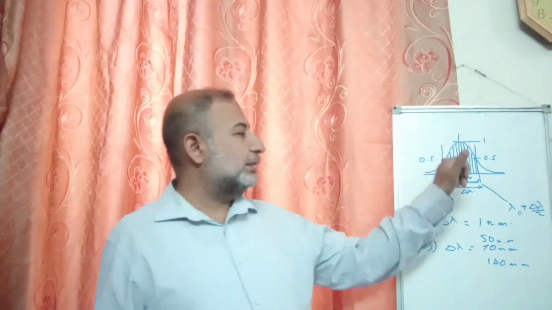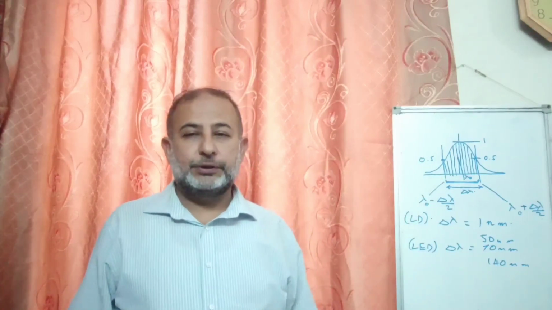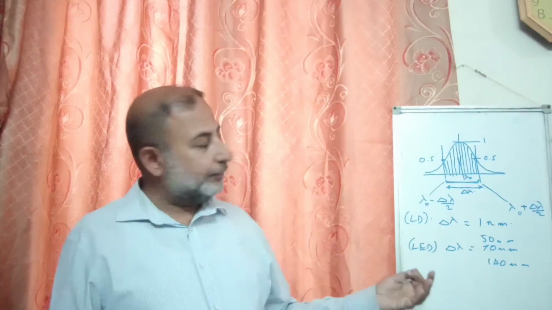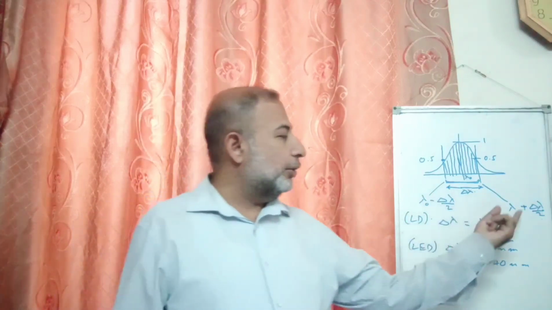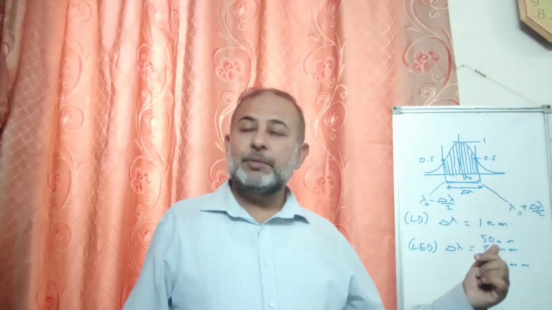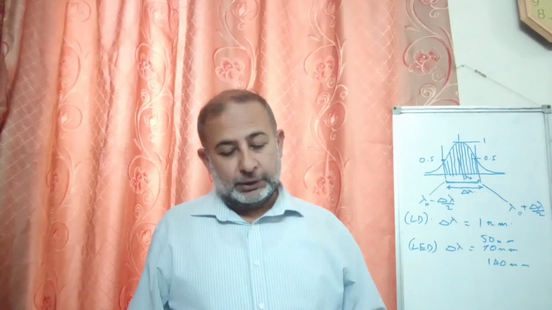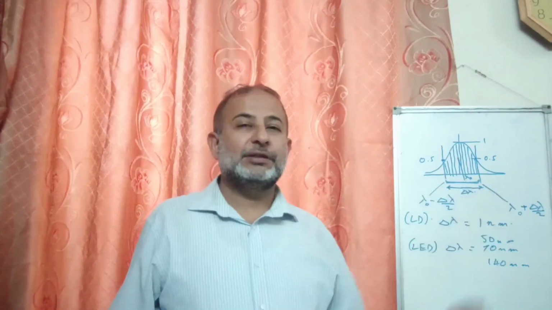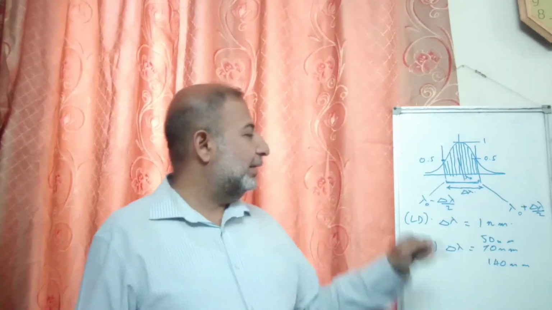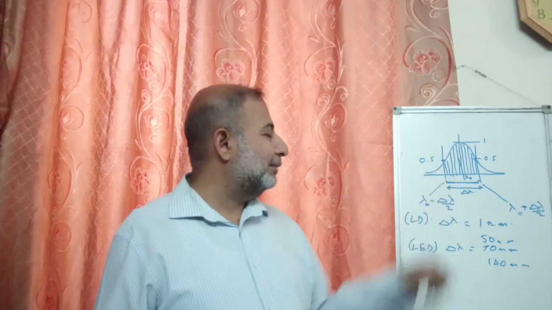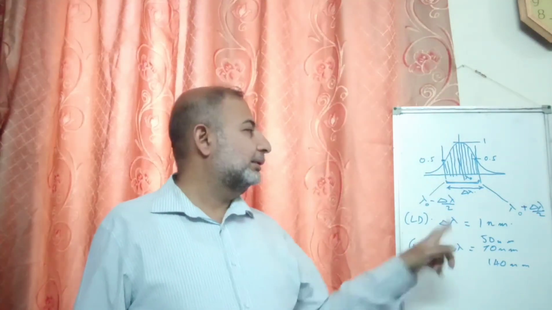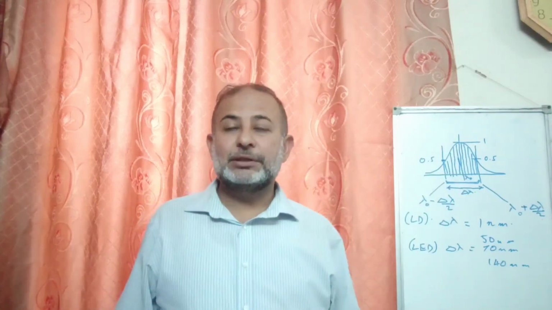Lambda naught is considered to be the reference point. So the pulse at lambda naught plus delta lambda by 2 arrives before this reference wavelength, while lambda naught minus delta lambda by 2 arrives at the destination later than this reference wavelength lambda naught.